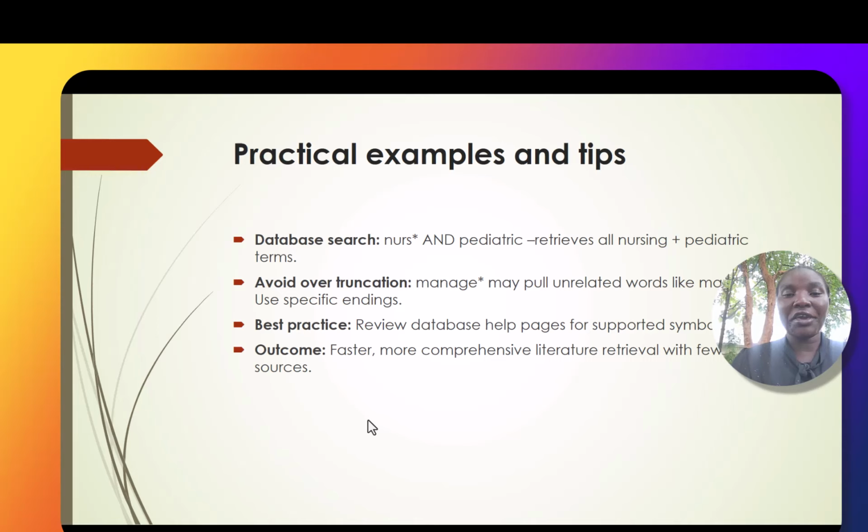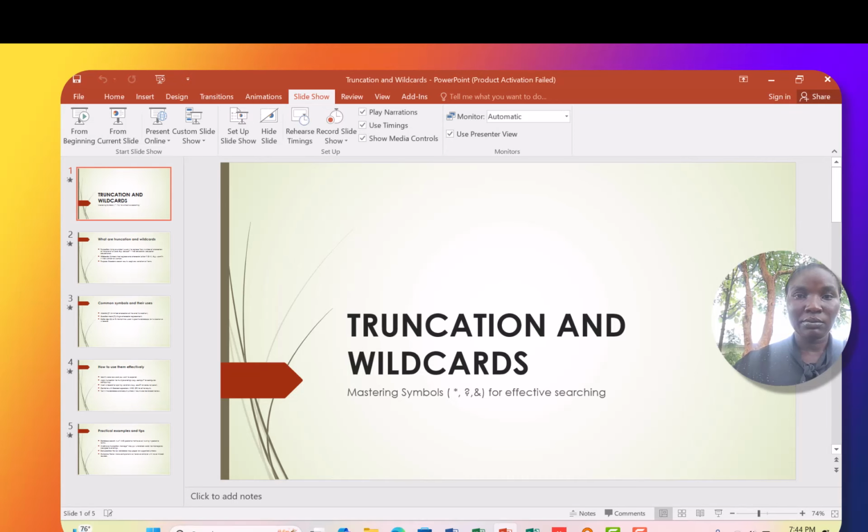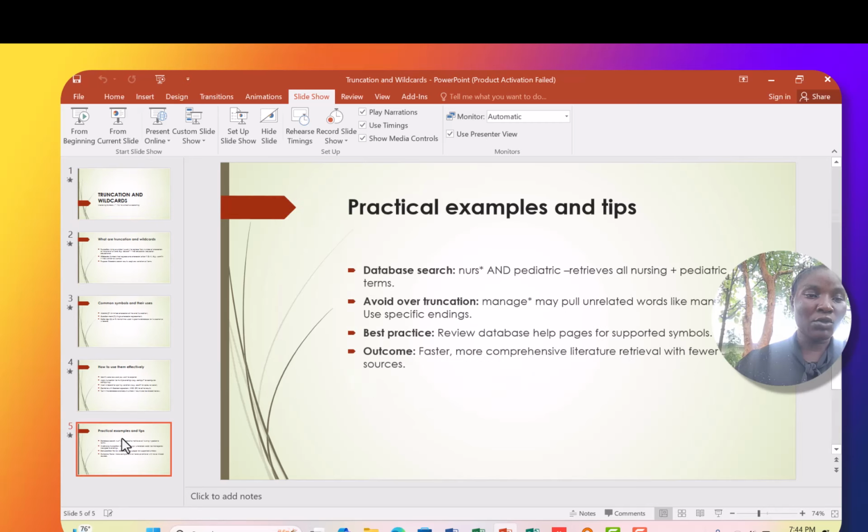When we talk of something being comprehensive, I remember telling you yesterday that comprehensiveness means something being broad, with several meanings or applications. So that brings us to the end of the use of the wildcards. That is the practical examples and tips.